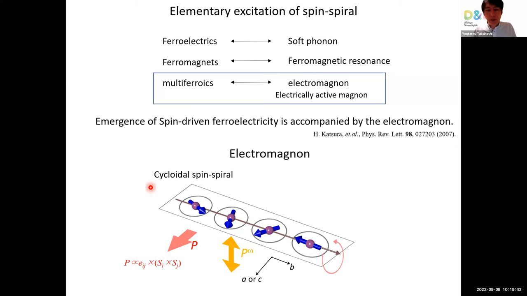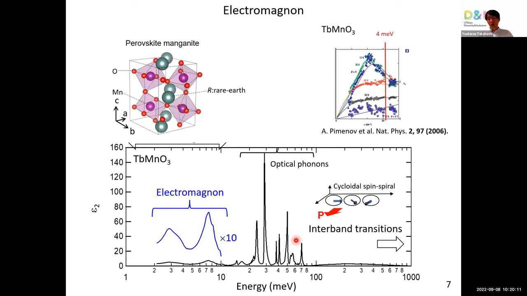In the case of the cycloidal spin spiral, the fluctuation of the spontaneous polarization is equal to the rotational oscillation of the spin spiral state. So this is the electrically active magnon, the electromagnon. The electromagnon has been found in the perovskite manganite. This is the optical spectra in the infrared region below the interband electronic transition. You can see the sharp resonance of the optical phonon in the far infrared region, and below 10 meV in the terahertz region we can see the resonance of the electromagnon. We use this electromagnon resonance to enhance the natural optical activity.